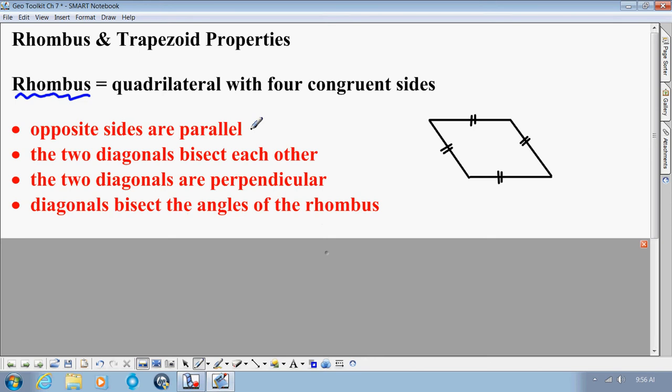Number one, the opposite sides are parallel. So for instance, if we have this side and this side, these sides are going to be parallel. Likewise, these two sides are going to be parallel as well, the one on the left and on the right. So that's one thing we definitely know about a rhombus.